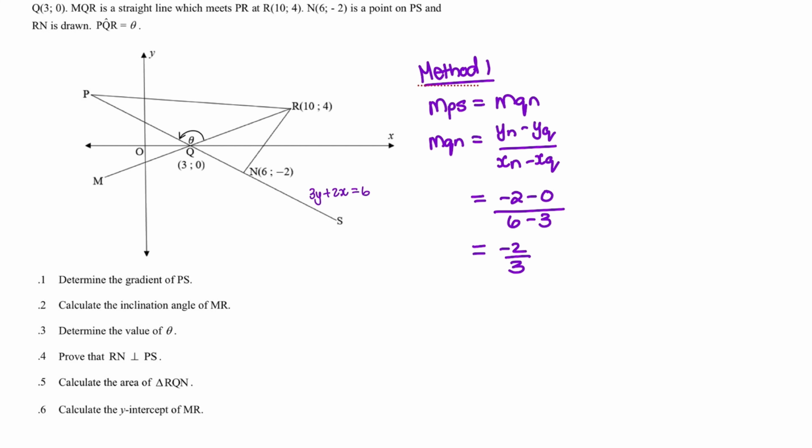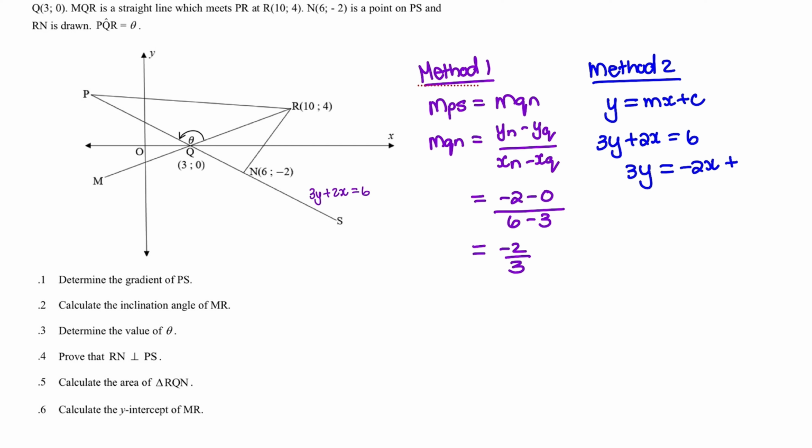The second method is one that I prefer because it's a little bit simpler. We need to rewrite the equation in the form of y = mx + c. And we are given that 3y + 2x = 6, and this represents the line PS. So what I can do first is move the 2x to the right-hand side, and that becomes -2x. Then I would divide everywhere by 3. So I have y = -2/3 x + 6 divided by 3, which is 2. And we know that m represents the gradient. And the gradient in this equation is -2/3.